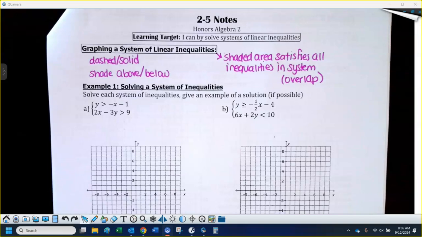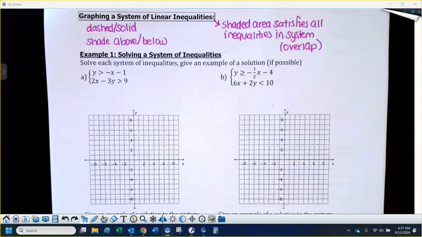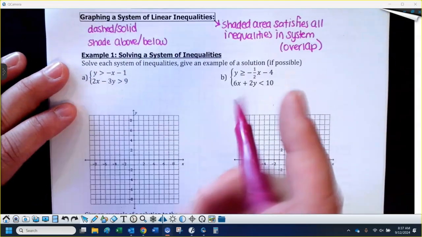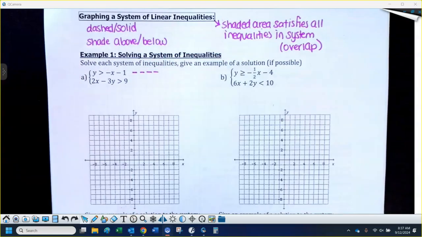So I'm going to show you how I usually do it. And if you like that, or sometimes people like to shade both and then darken in the overlap, that's up to you. But I'm going to show you how I go through one of these. I just do one at a time. So I've got y is greater than negative x minus 1.